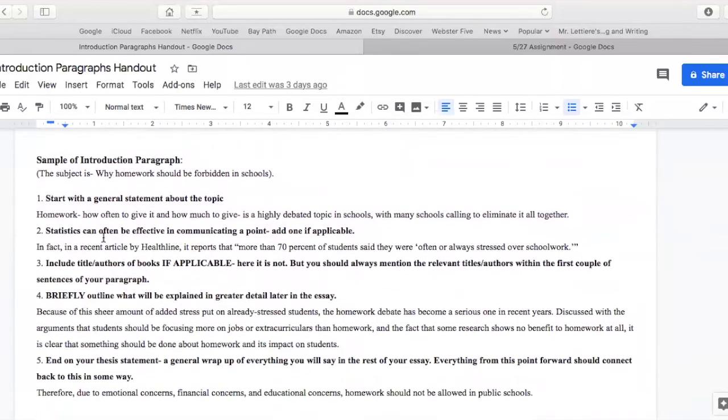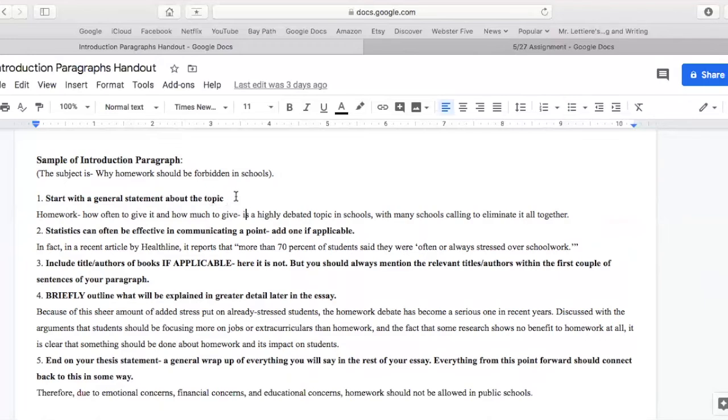So a sample of this would be, remember, start with a general statement about the topic. This is a formula to write any introduction paragraph. Homework. How often to give it and how much to give is a highly debated topic in schools, with many schools calling to eliminate it altogether. Immediately, I'm not saying this essay is going to be writing about homework. However, even though I didn't use that language, you still know that this essay is going to be about homework because it was clearly stated in this general statement.